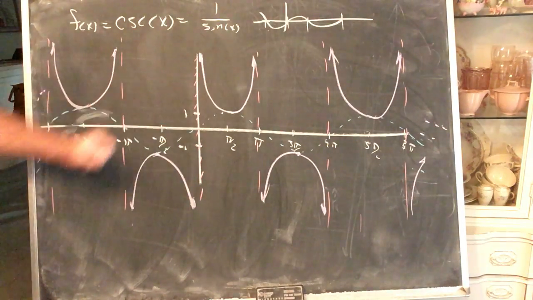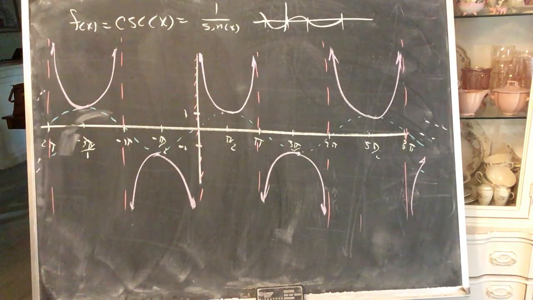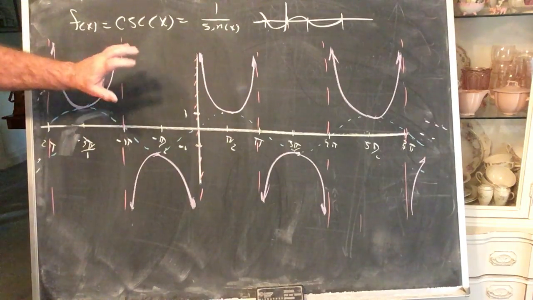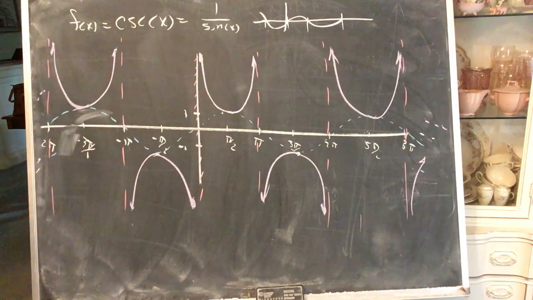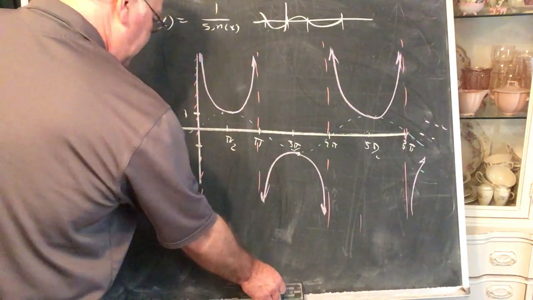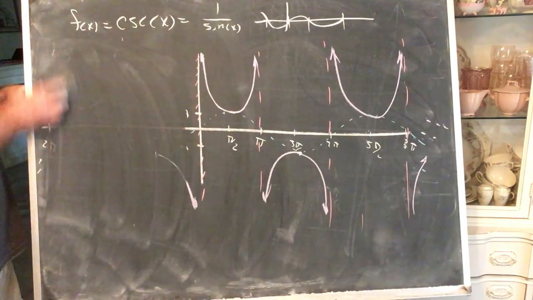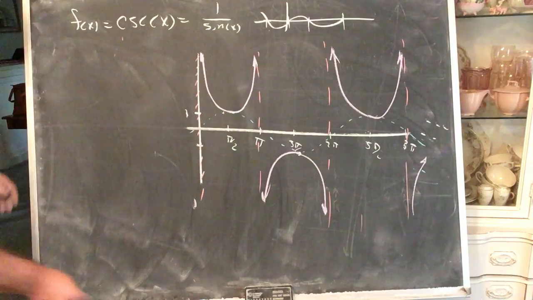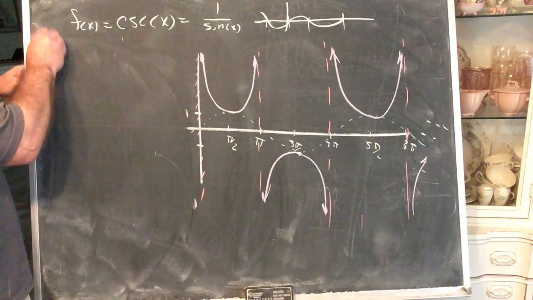Now, there are similarities to the graph. It's not very hard to see that the range of cosecant and the range of secant agree. It's not very hard to see that the period and the standard interval are the same because it inherits those pieces from the sine curve, just as secant inherited it from cosine. So let's go ahead and put the standard information here. So we have domain.